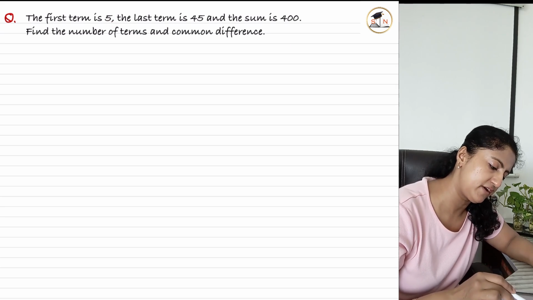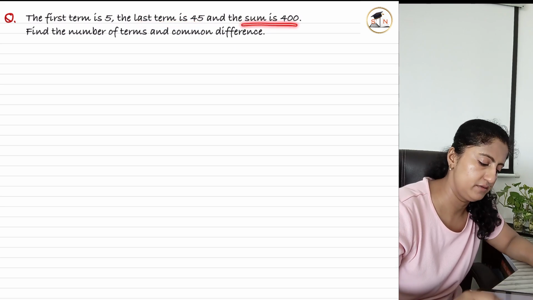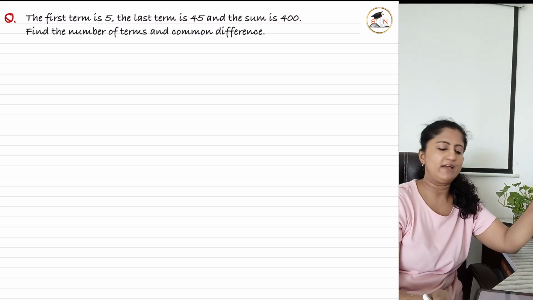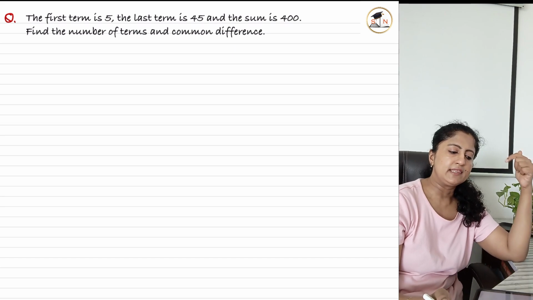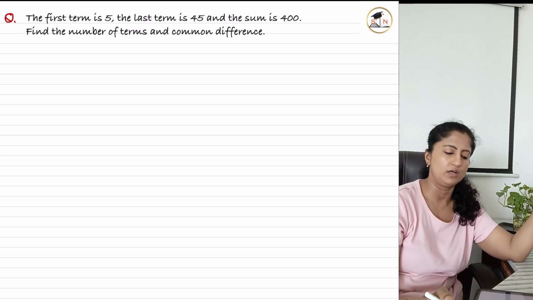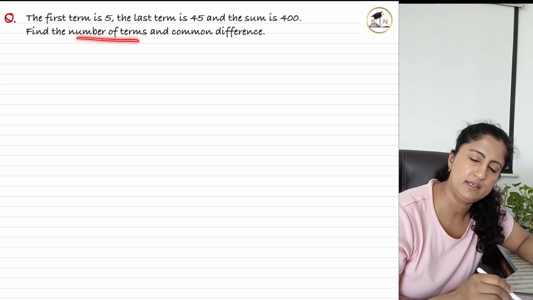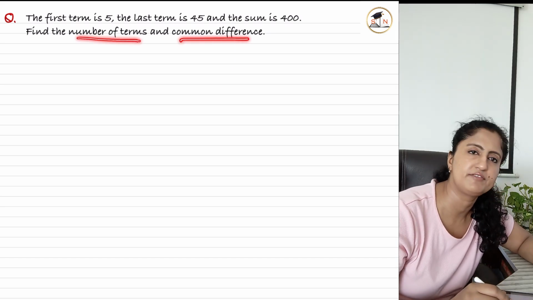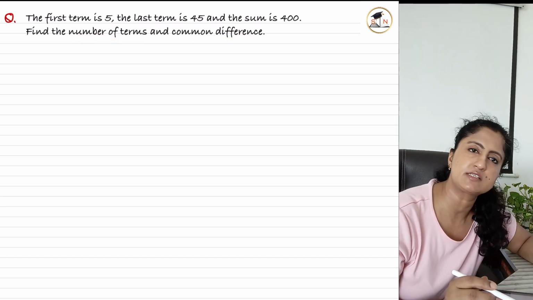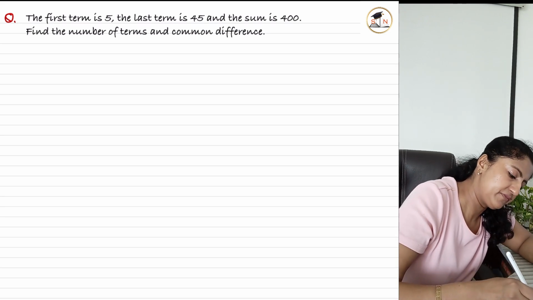Okay. Now, let's do another one, which is we are given the sum of first term is 5. Sorry, the first term is 5, the last term is 45, and the sum is 400. We are given the value of A as 5, the value of L as 45 or AN as 45, and SN as 400. Find the number of terms. We are supposed to find N and common difference. Okay. So again, we are supposed to find two values over here, and let's see how do we do this.